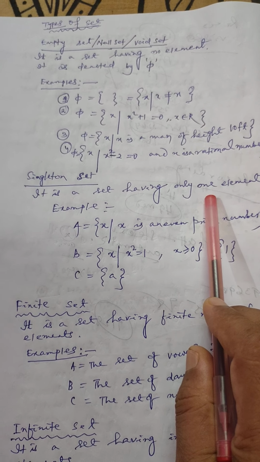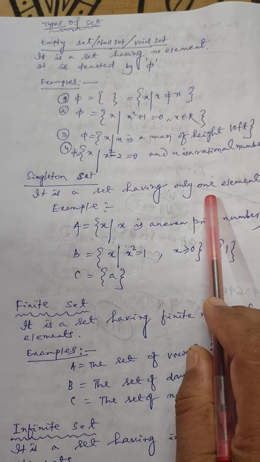Now, we learn about finite sets. A finite set is a set having a finite number of elements. That means its elements can be counted and expressed in numbers. Let's consider some examples. Let A be the set of vowels in the English alphabet. Definitely, this set A has 5 elements named A, E, I, O and U. Therefore, A is a finite set as it has a definite number of elements.